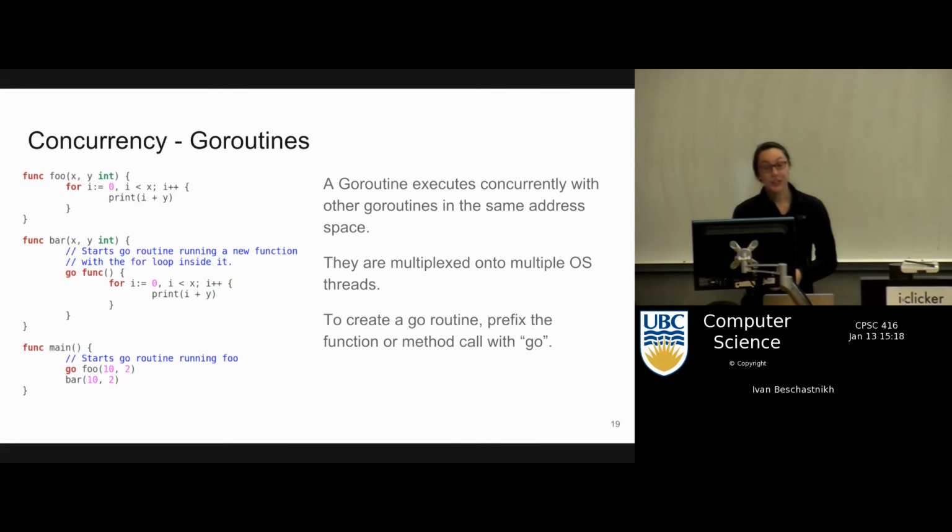So the fun part, concurrency. In Go, you don't actually have threads. You have Goroutines, which are lightweight threads, and they're multiplexed onto the operating system threads. So they will execute concurrently in the same address space, and basically I treat them as if they were threads.